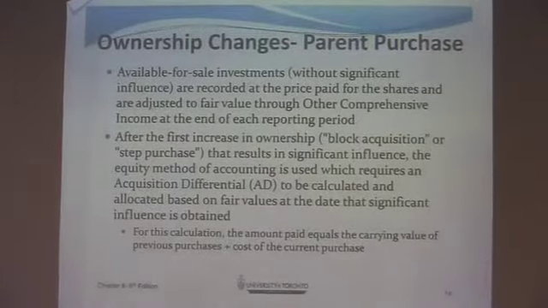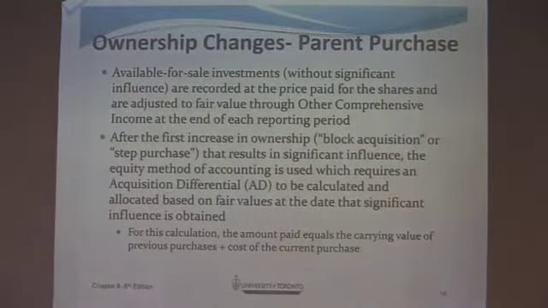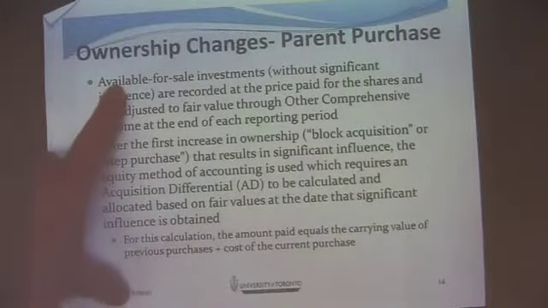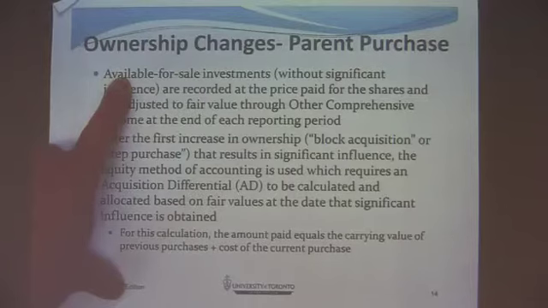And oftentimes, the parent will start with a very small percentage. You'll see that in the first part, you need to be able to assess what type of investment we have, particularly if you don't have significant influence. So it goes back to your investment accounting. When the parent buys a small percentage without significant influence, oftentimes it's recorded as either available for sale investment or fair value through P&L, depending on which investment standards we're going to use.